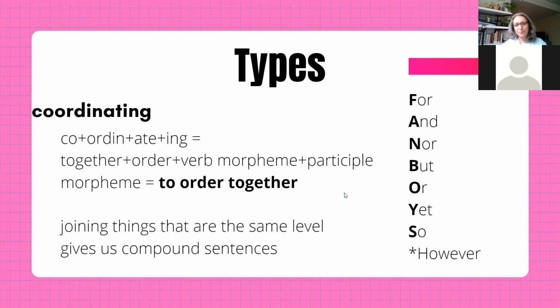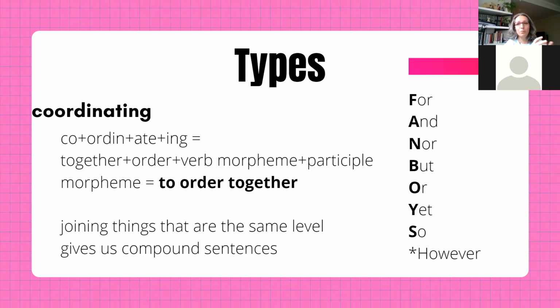And there are 3 types. The first one is a coordinating conjunction. And the morphology of that is co means together. Ordin is to order. And then the verb morpheme ate and the participle morpheme ing. So what it means is to order together, to put in order. And it's about joining things that are at the same level, so of equal importance and hierarchy. And these guys give us the compound sentences. Because compound sentences are 2 sentences that are of equal value, same hierarchy, and they're just joined together.